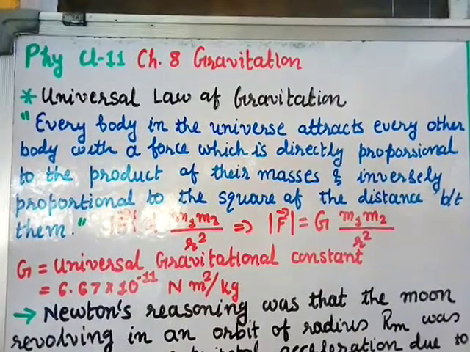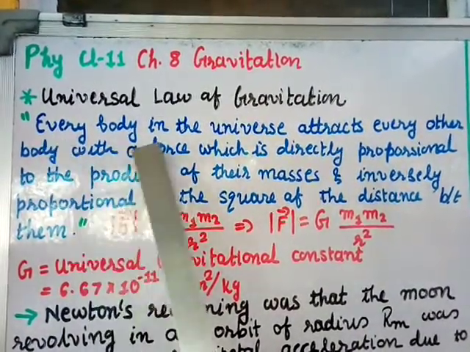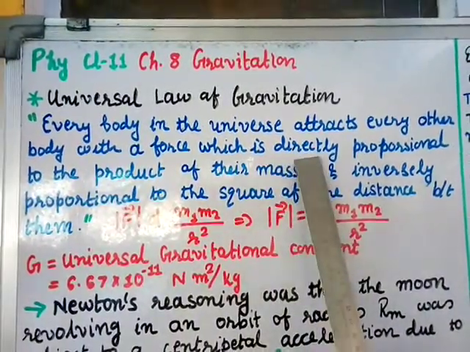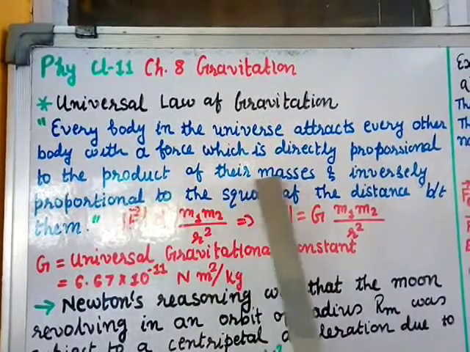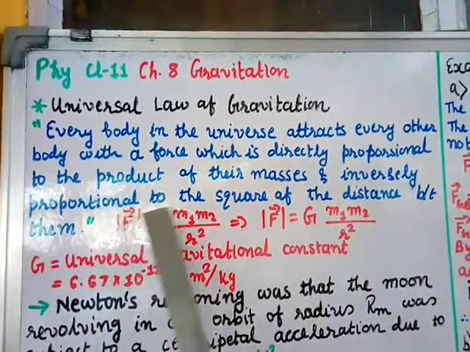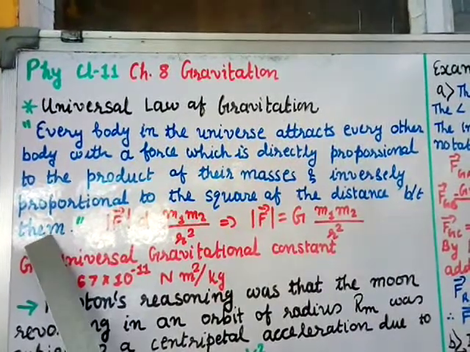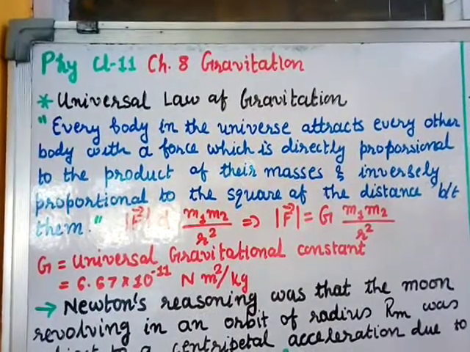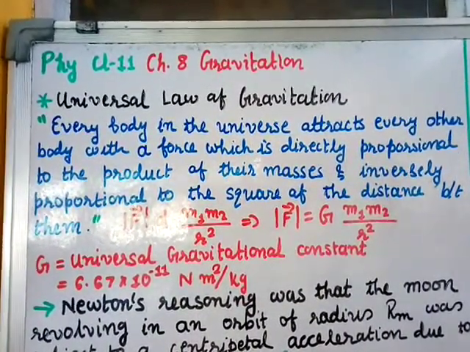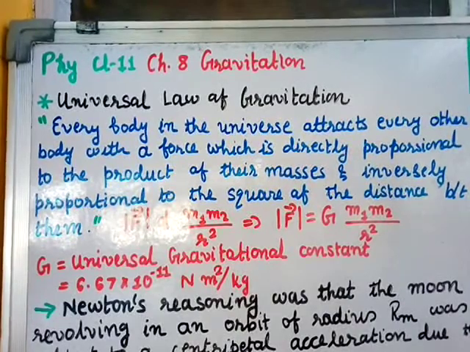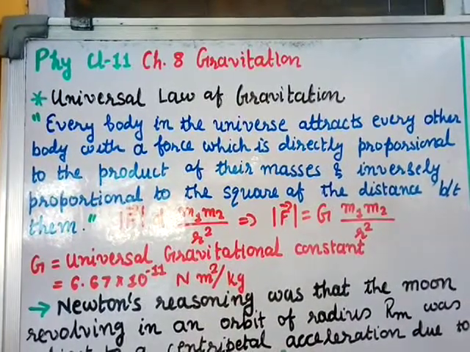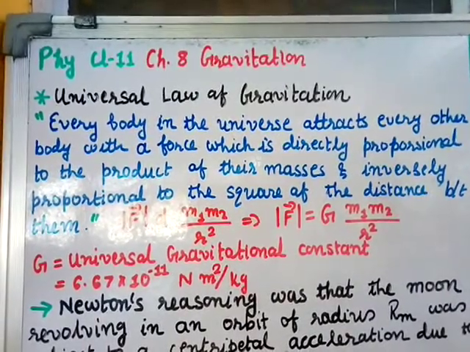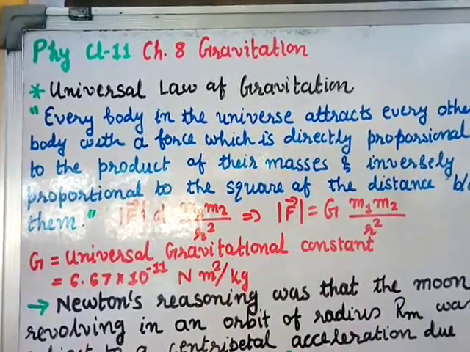The statement of the law of gravitation is: every body in the universe attracts every other body with a force which is directly proportional to the product of their masses and inversely proportional to the square of the distance between them. So every body in the universe will attract every other body with an attractive force, right? And that force is directly proportional to the product of their masses and inversely proportional to the square of the distance between them. Suppose you have got the two masses m1 and m2, and the distance between m1 and m2 is r.